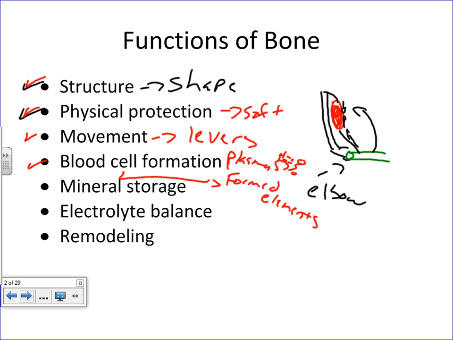Basically these blood cells are coming from stem cells, from pluripotent, very active stem cells that are found within bone marrow. So very, very important. That's obviously a very important function.